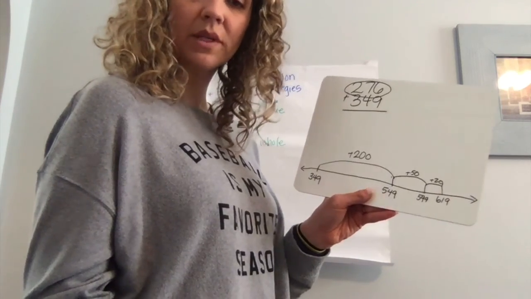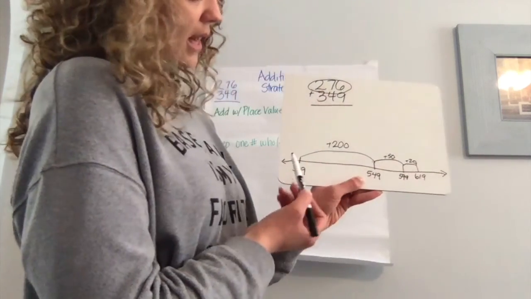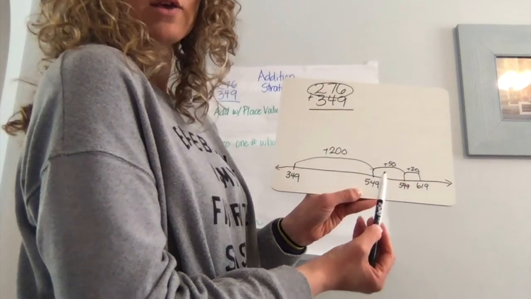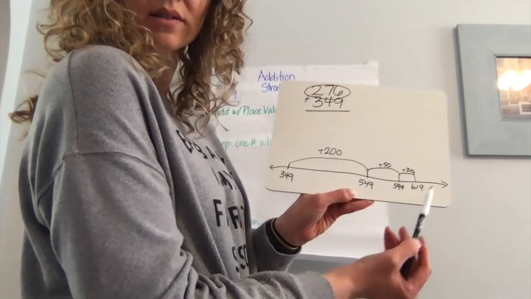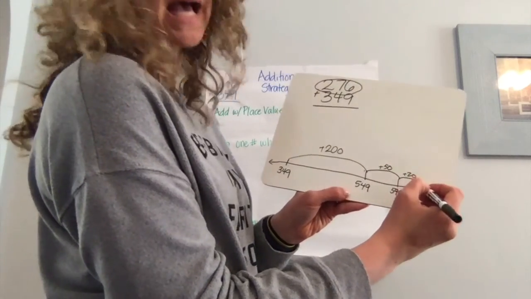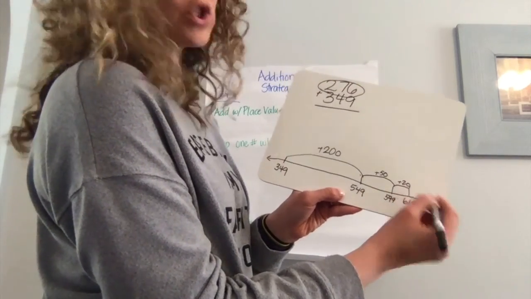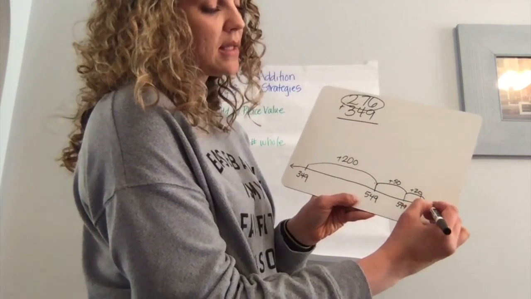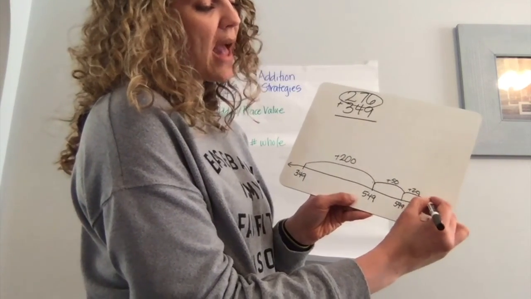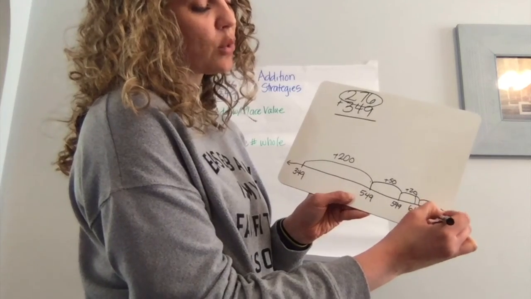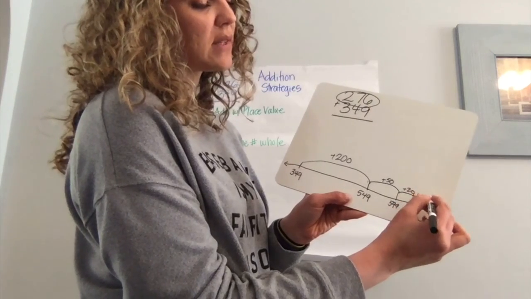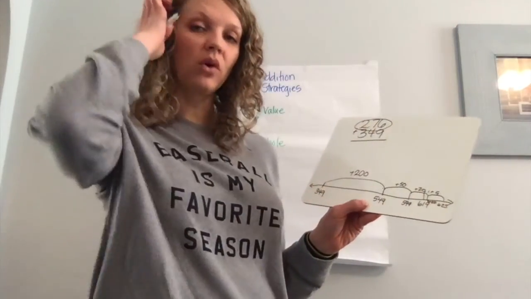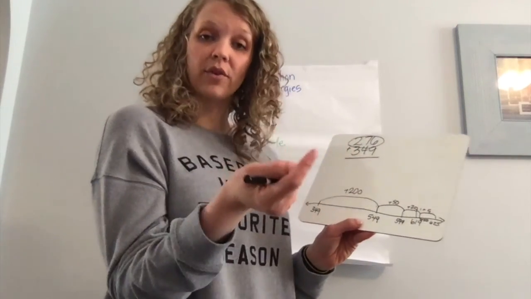Whoops, my video stopped. So we were here. We started at 349. We added 200 to get to 549. We added 70. That got us to 619. And now we need to add 6 more. So you can just add 6, or some kids might say, well, I'm going to add a 1 to get me to 620, and then a 5 to get me to 625, because I know inside of a 6 is a 1 and a 5. So that's keeping one number whole, and then chunking the other number.